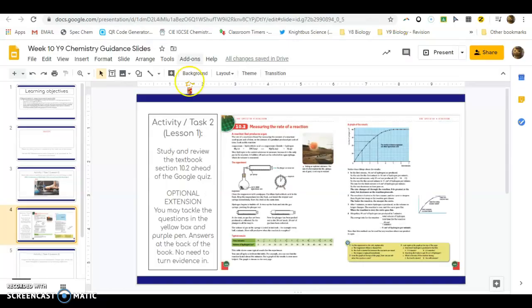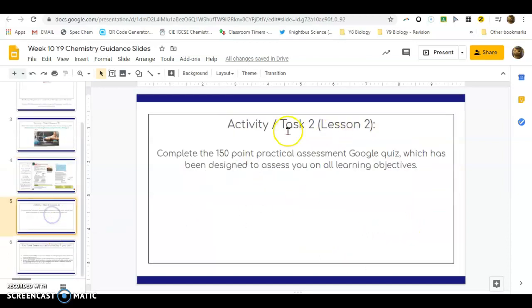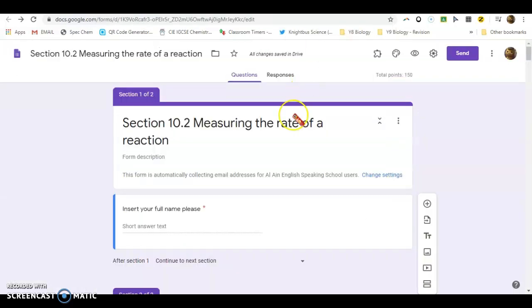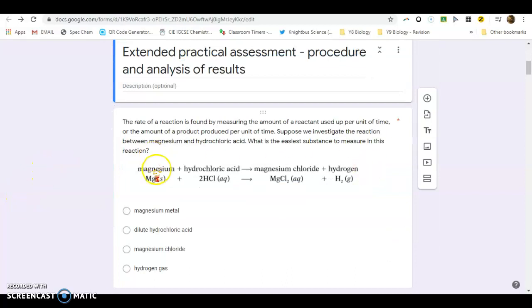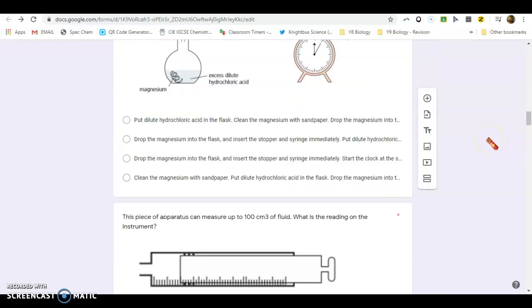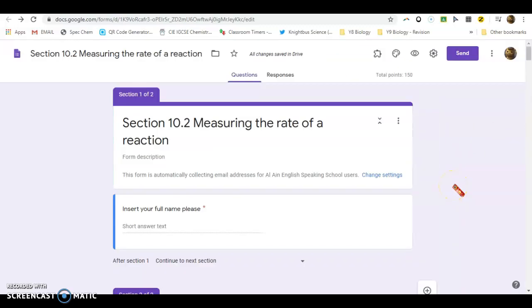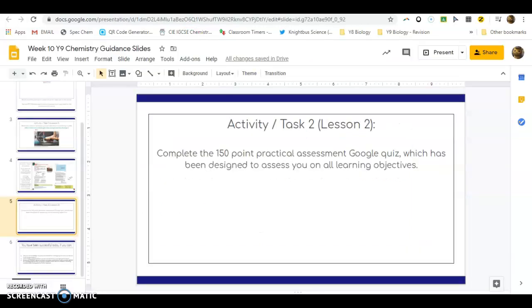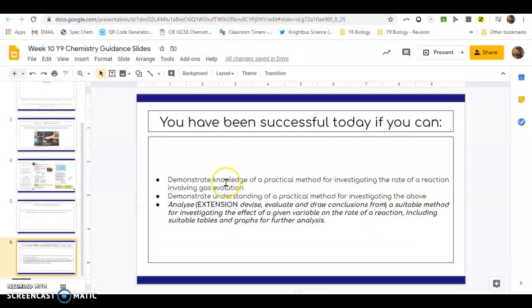Right, so very briefly, you've got the textbook, watch the video, read through that, then in the second lesson, go through the 150-point practical assessment quiz. Okay, the quiz is over here. Just put your name, and it's got excerpts from the book. I'm not going to reveal too much of it. It's multiple choice, but it's a very tricky multiple choice. Okay. Right, and then if you've been successful, demonstrate the knowledge of a practical method, including involving gas evolution, understanding of the practical method that's being tested in the quiz. You're analysing it, you're devising it.